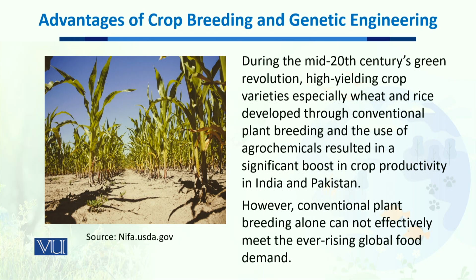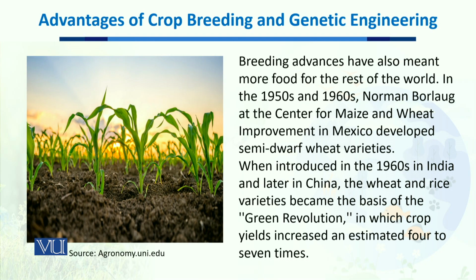So the growing population demands better and more productivity in the breeding of those crops. These breeding advances have also meant more food for the rest of the world. In the 1950s and 60s, Norman Borlaug at the Center of Maize and Wheat Improvement in Mexico developed semi-dwarf wheat varieties. Those varieties were not very tall, but they had more yield.